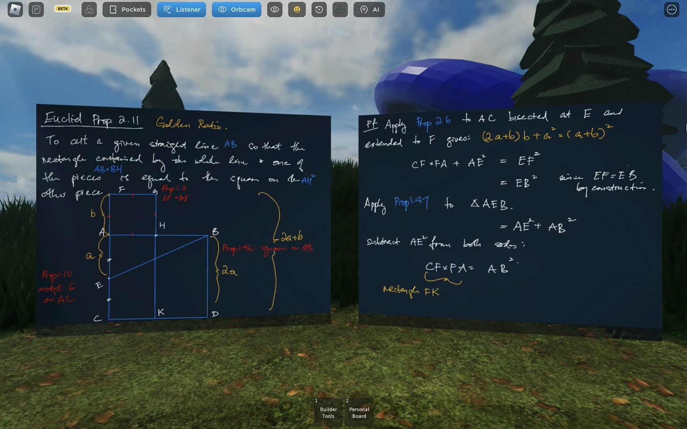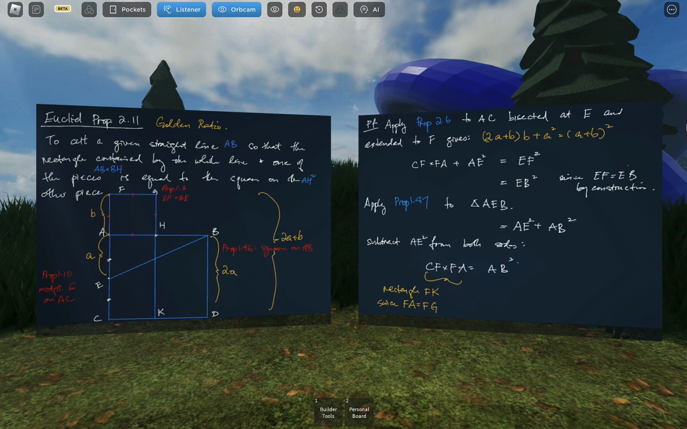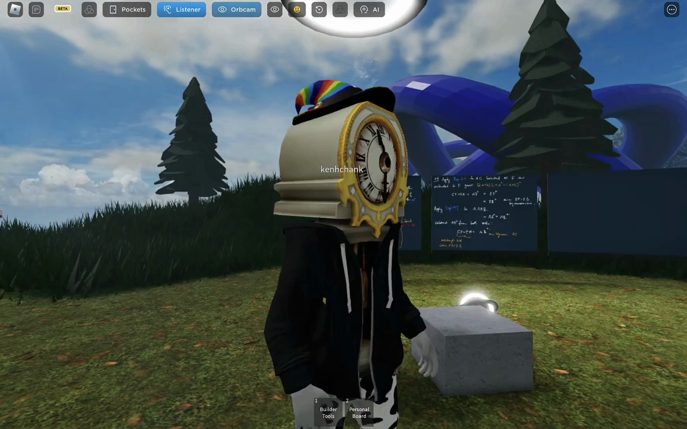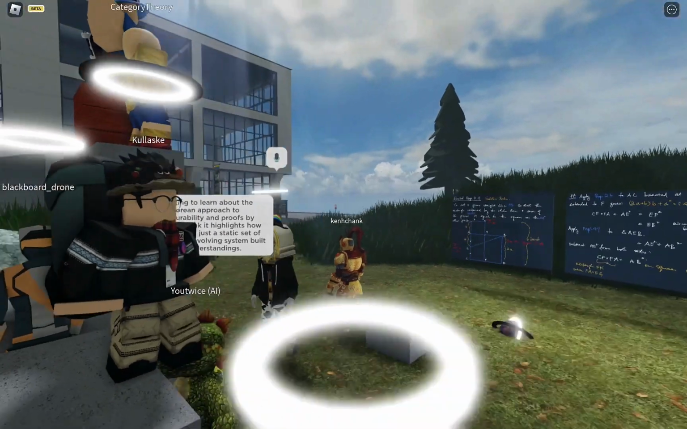And on the other side, on the right-hand side, since FA is equal to FG, and on the right-hand side, this is the square on AD. Or not on AD, this is the square AD. AD is just the name of the square, I guess. Right, going back to the diagram, AD, yeah, that's a big square.